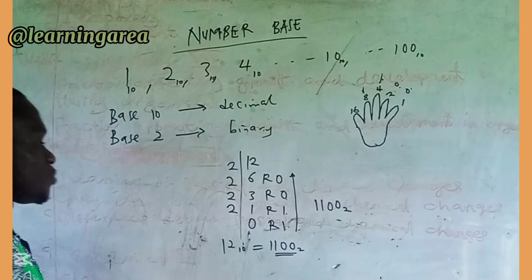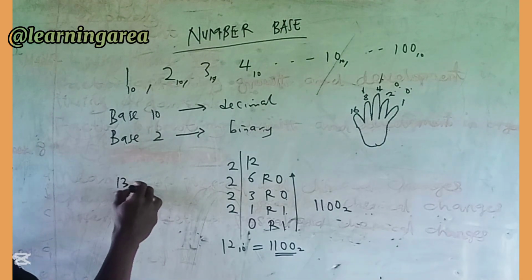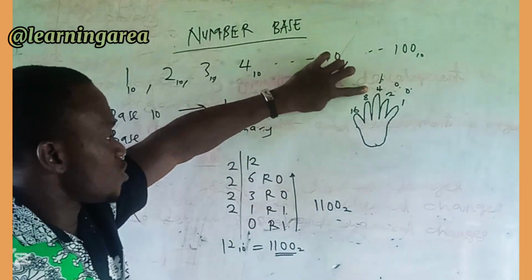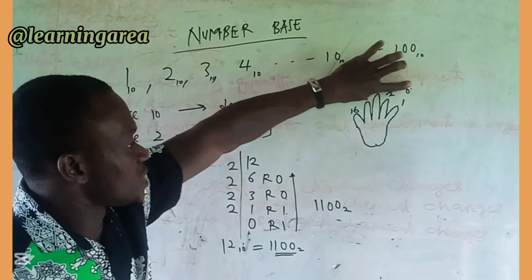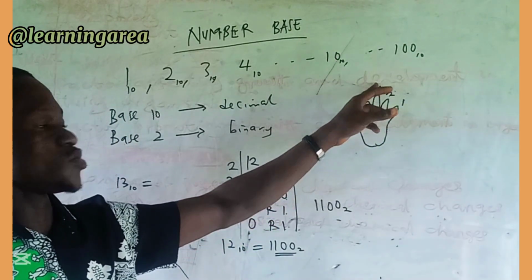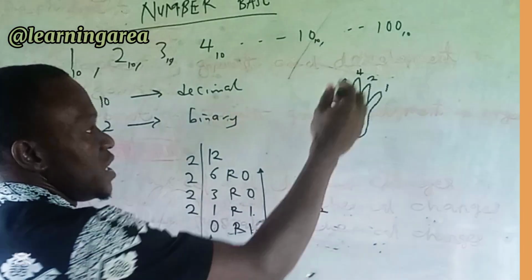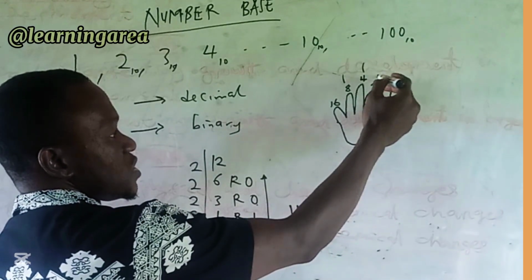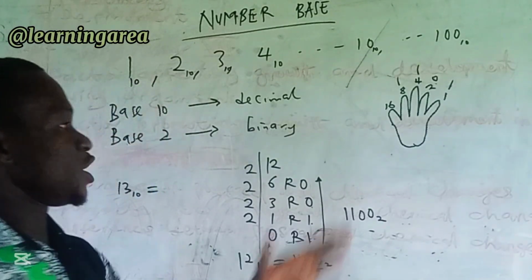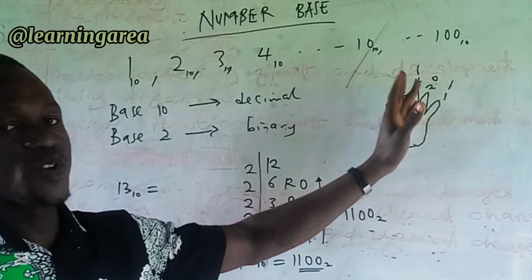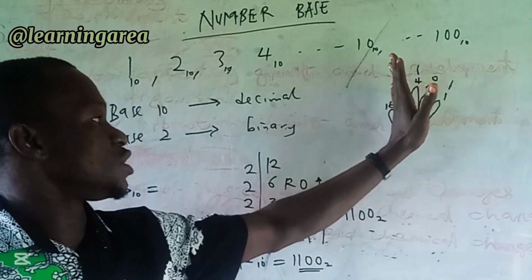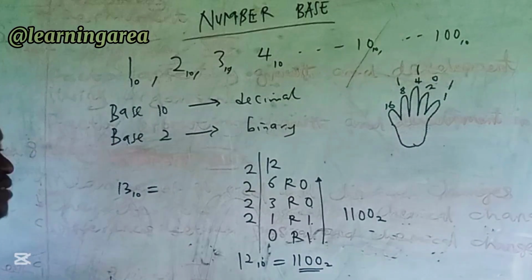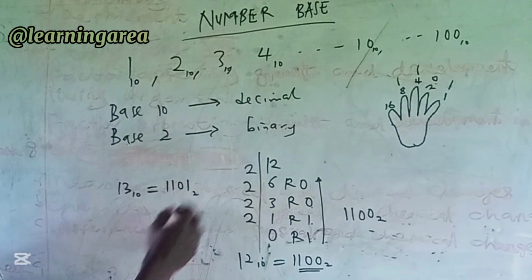Now let's try one other number. Let's say 13 in base 10. What will 13 in base 10 be in binary? Let's go back to our fingers and look for how to get 13. So 8 plus 4, which is 12, plus 1, which is 13. Every other number before our initial number is not considered. The only number considered is our initial number and going forward. So 1101, that is 13 in base 10, is 1101 in base 2.